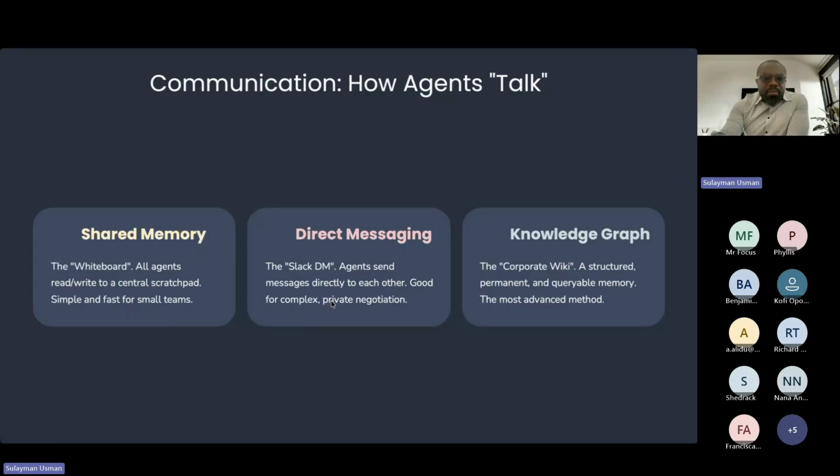Direct messaging is when agents basically send messages directly to each other. It's also good for complex and private negotiation. Now we have the knowledge graph, the corporate wiki, a structured, permanent, and queryable memory, the most advanced method. As you go higher into, let's say, enterprises, you go into those kinds of knowledge graphs, because these are huge corporate, bigger data sets and also bigger problems. So it all depends on what you're doing, the size, and also the output that you're looking for.